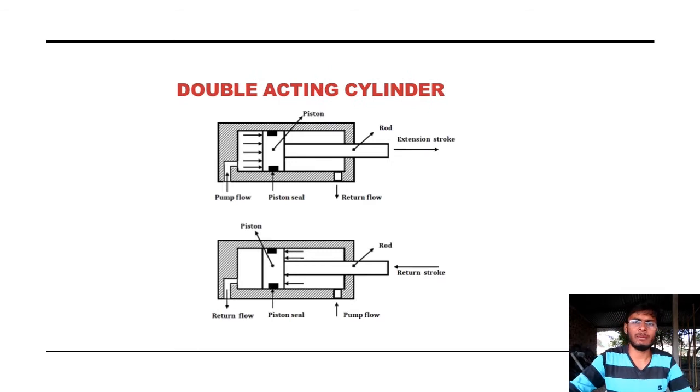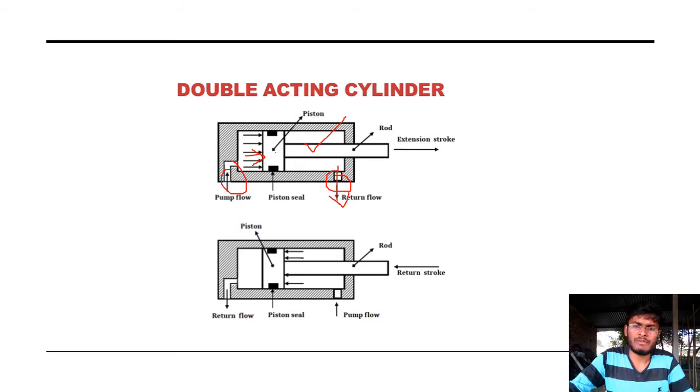Next one is the double acting cylinder. In a double acting cylinder, there is one cylinder and two ports. Here is one port, here is another port. There is one rod, cylinder, and piston seal. If we apply fluid pressure from the left side port, then the piston moves in the right side direction with the help of that fluid pressure. That is called the extension stroke. The remaining fluid passes through the return flow port. So this is called the extension stroke.